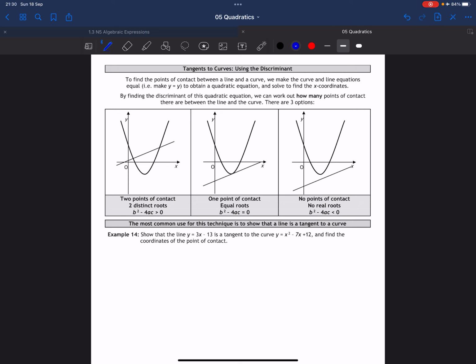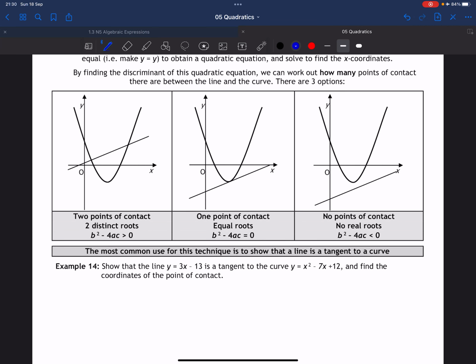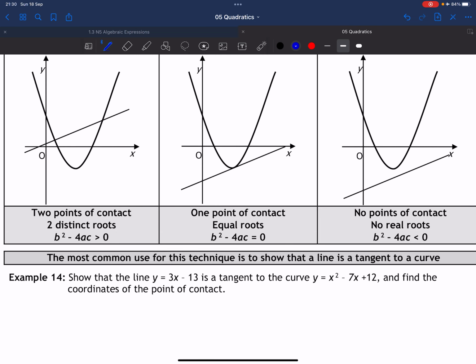So the three types of intersection that we can have are when we've got a parabola and a straight line cutting at 2 points. When that happens, we say that the discriminant value b squared minus 4ac is bigger than 0. So similar to when a quadratic cuts through the x-axis at two different places, the discriminant is bigger than 0. Whenever I have a straight line and quadratic cutting at two places, the same thing applies.